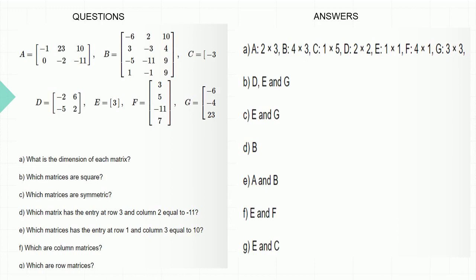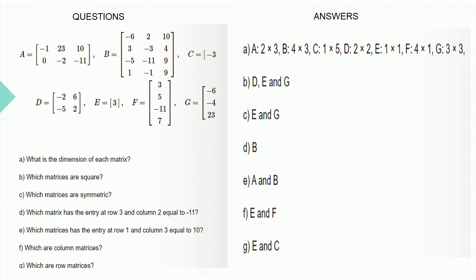And matrix F, we have the 4 rows and we have the 1 column. And matrix G, like I told you, is a 3 by 3 matrix. Now, what matrices are square? Basically, we said that a square matrix is a matrix where if you have m by n and m equals n, we have a square matrix.